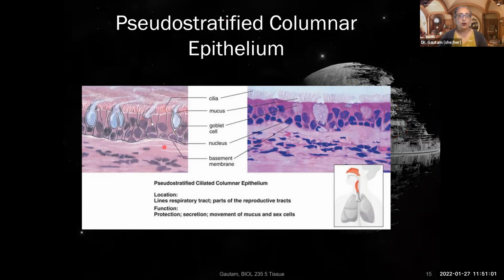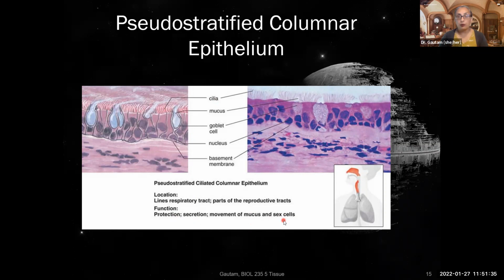And then of course you have the diagram on this side. So these are pseudostratified and these are ciliated. Cilia are these hair-like structures that stick out from the surface of cells. And what do they do when they move around? They move the fluid and the components that are around them in different directions. So the functions of the pseudostratified are protection, secretion, and movement of mucus and movement of components.